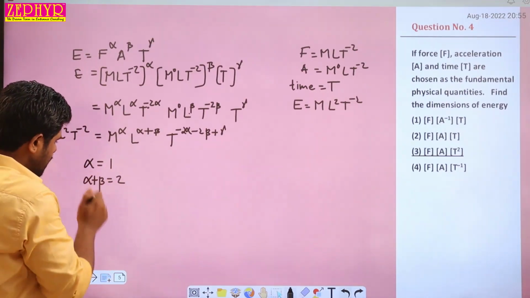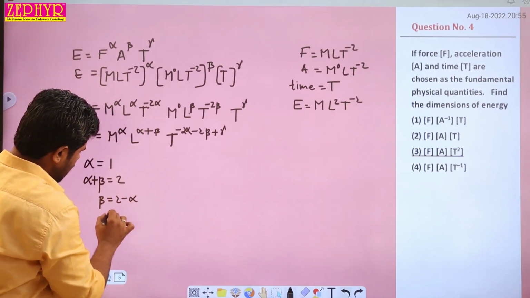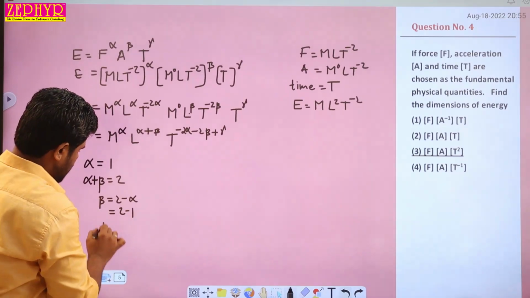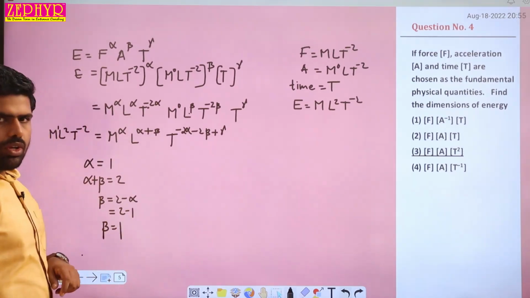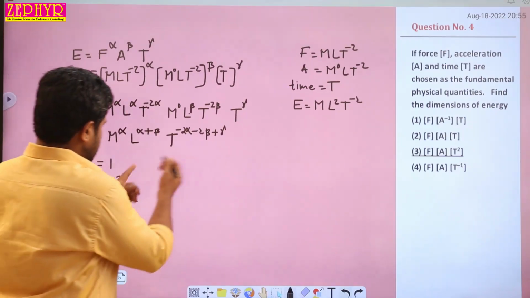So I substitute that value in here, then the value of beta is equal to 2 minus alpha, that is equal to 2 minus 1. So beta is equal to 1. Okay, so alpha is equal to 1, beta is equal to 1.